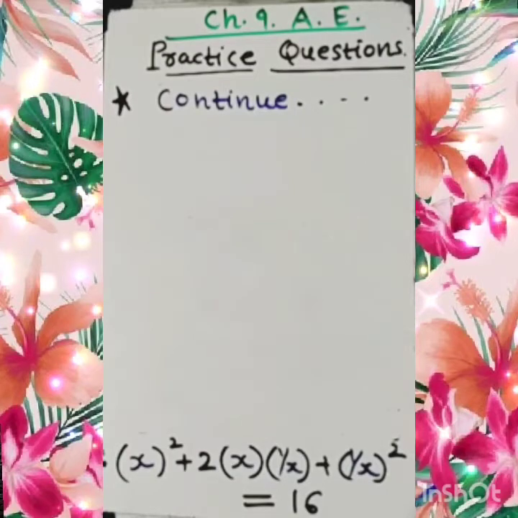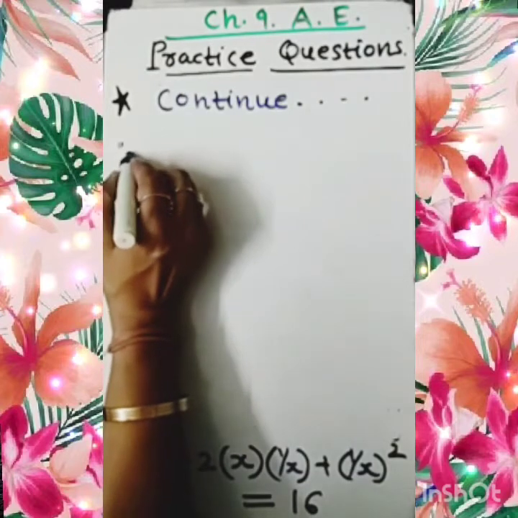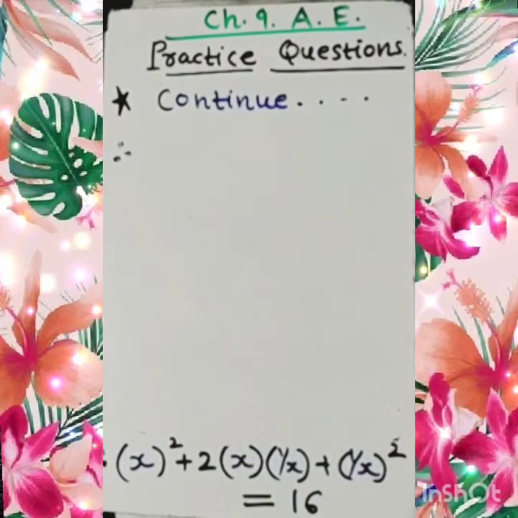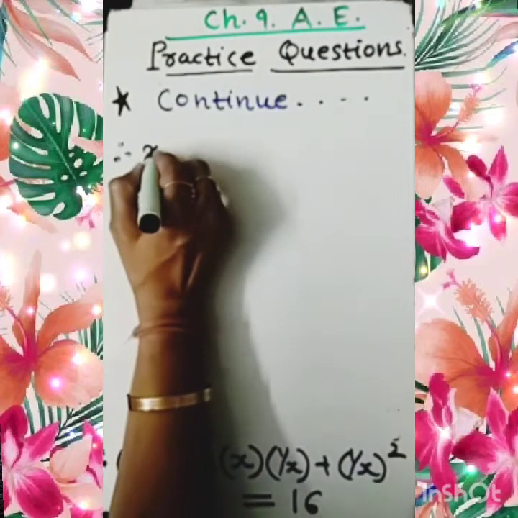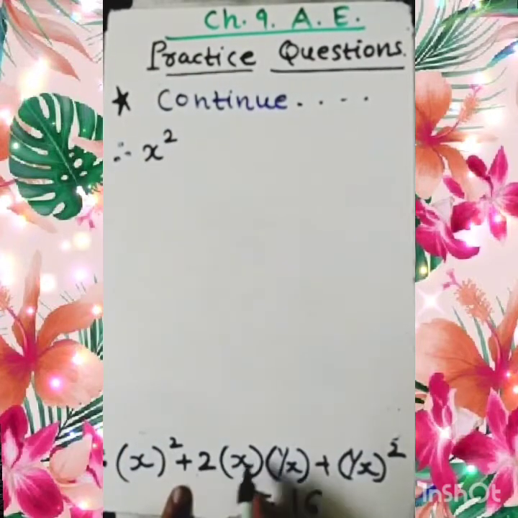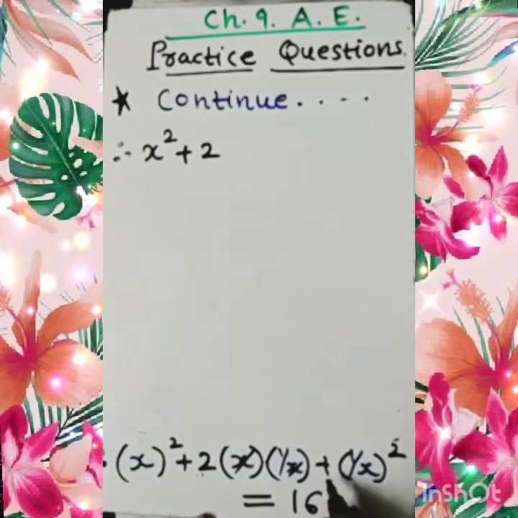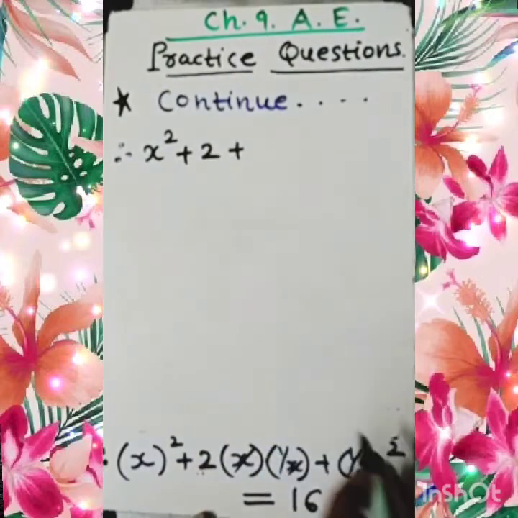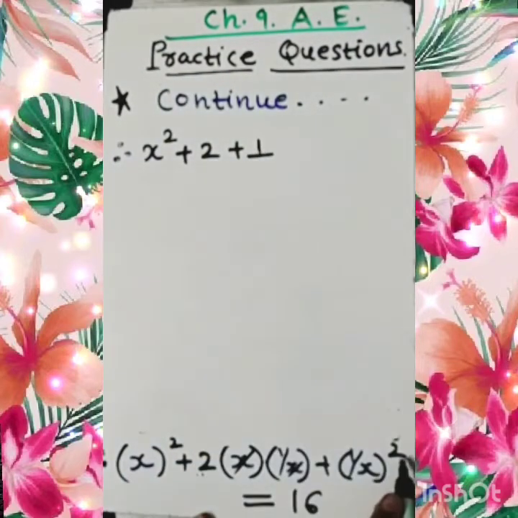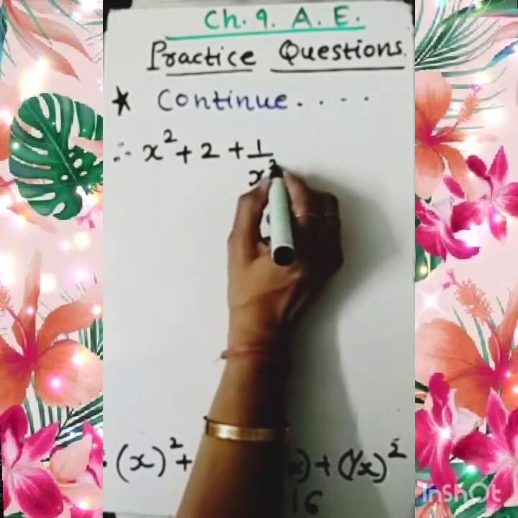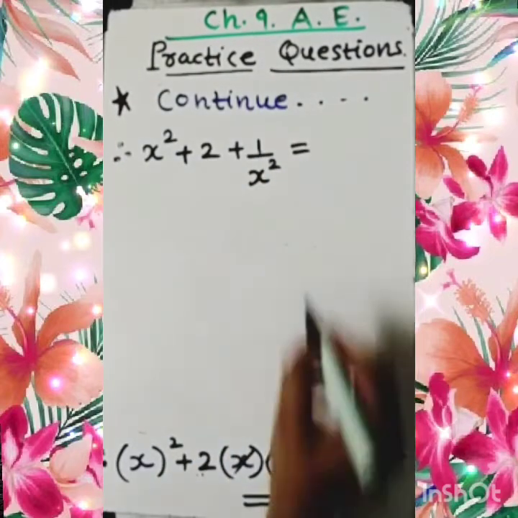So dear student, we need to write it in a proper form. The simplification will become as follows. What is the first term? According to this, it will be x square. So I am writing x square plus. Now you can see the x will cancel because there is a product sign between them. So 2 ones are 2 only. Plus, what about this 1 square? It will be 1 upon x whole square, that is x square, equal to 16.